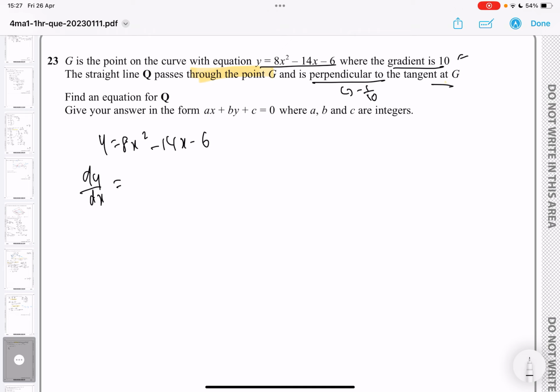So that's going to be, you multiply 8 by 2, 16, and then subtract 1 from the power, minus 14. So 16x minus 14, that's going to be equal to 10, because that's the gradient. Now we can solve this equation to find the x coordinate of G, 24 over 16, which, if you simplify it, is 3 over 2.